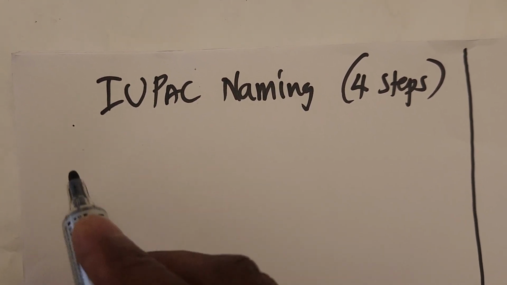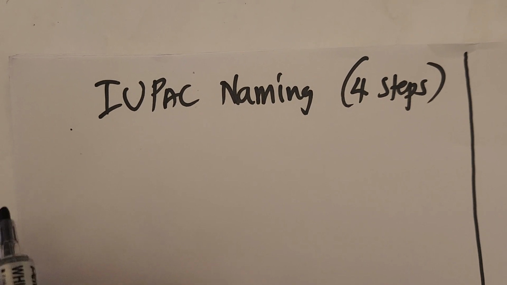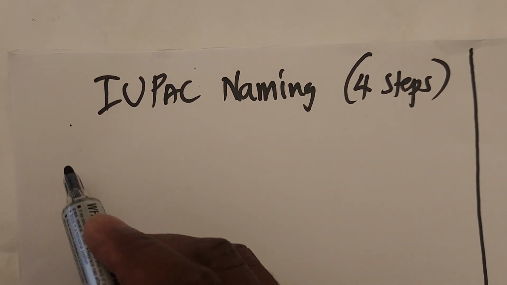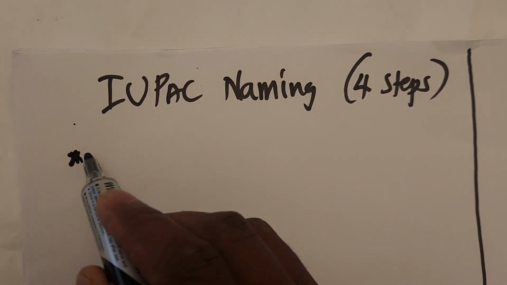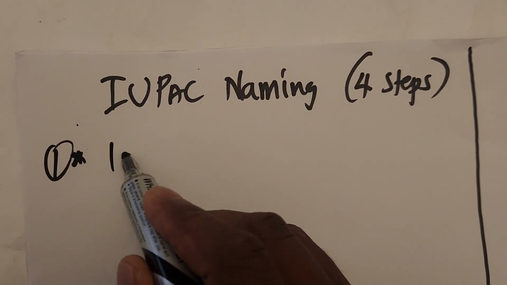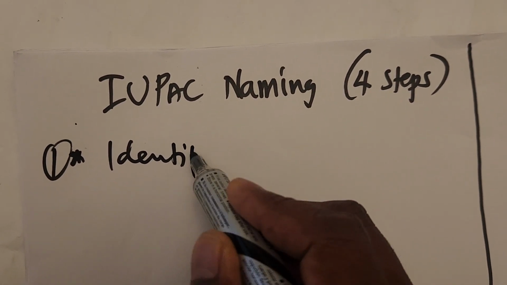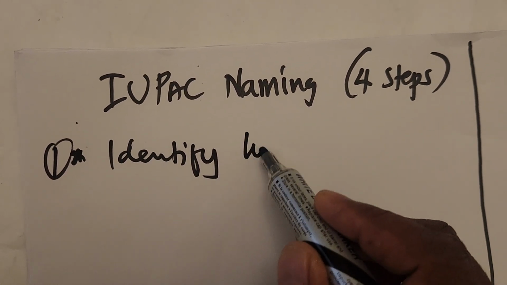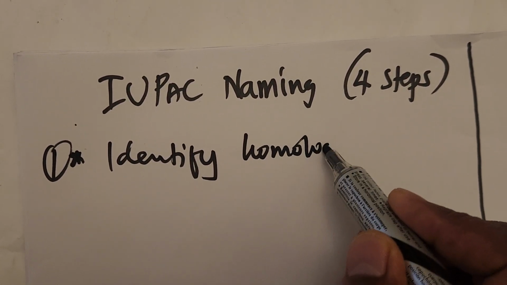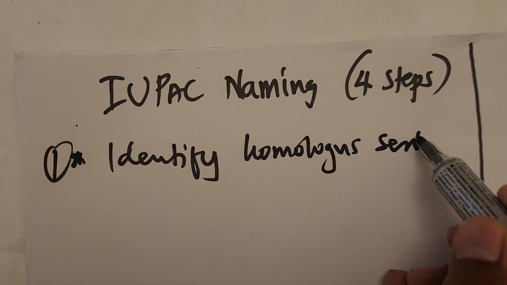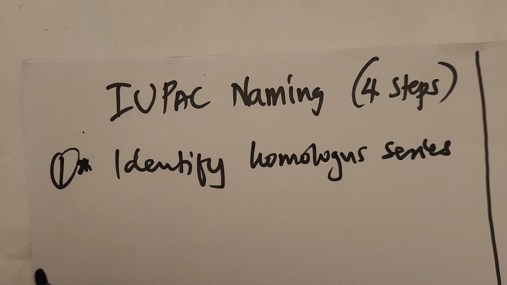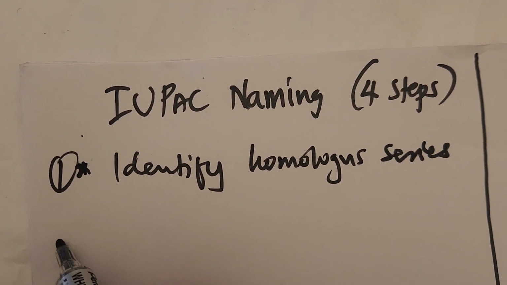Now, when you name these compounds, we follow only 4 steps. Very simple to do. Step number 1, you just have to identify the homologous series. Tell whether it's an alkane, alkene, alkyne, alcohol, whatever.